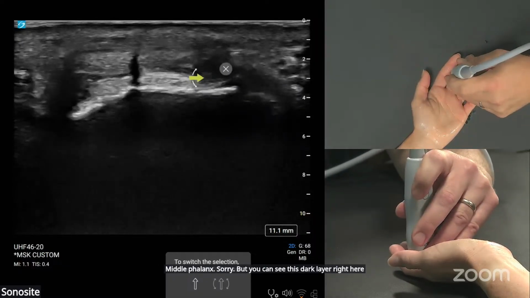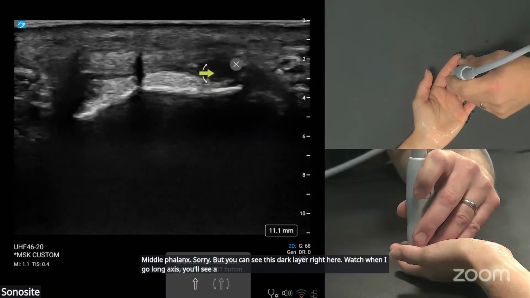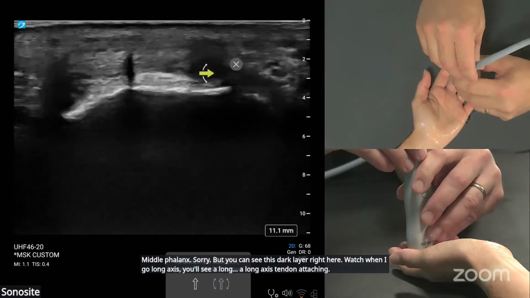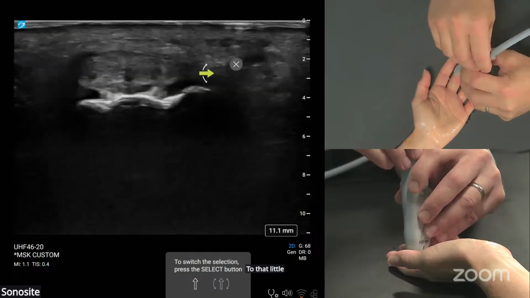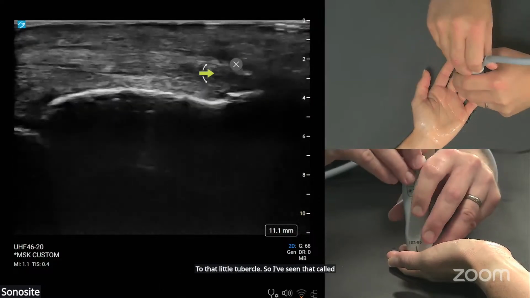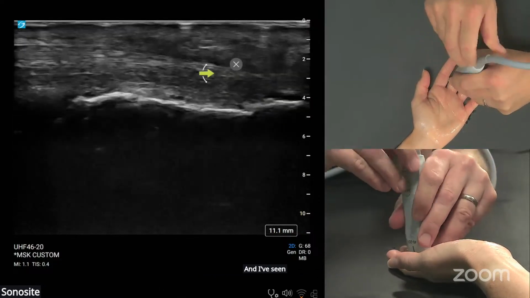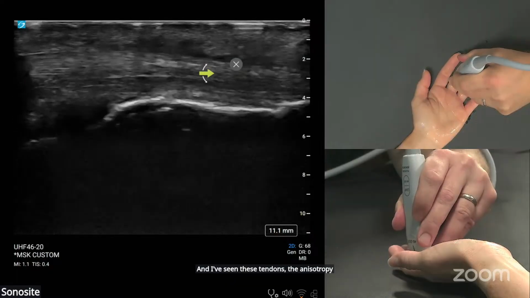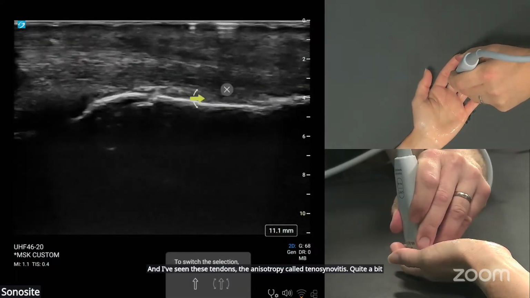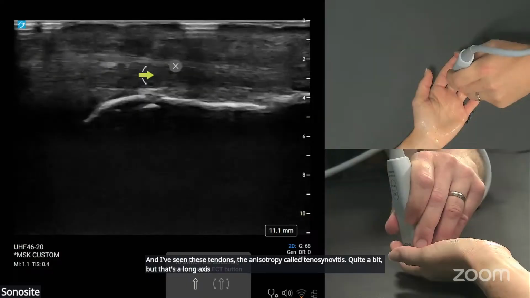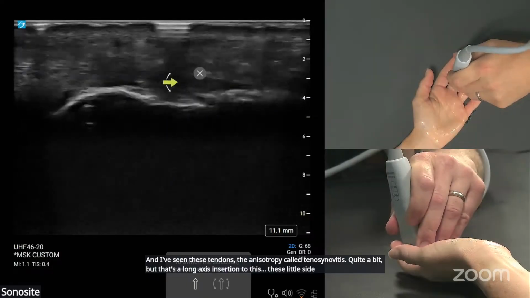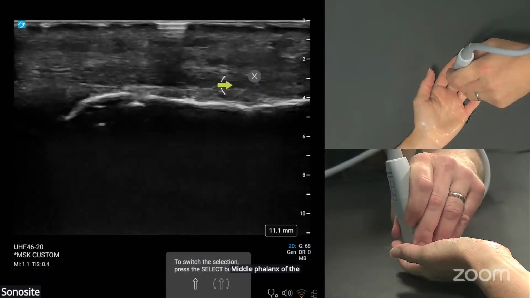Watch when I go long axis, you'll see a long axis tendon attaching to that little tubercle. So I've seen that tubercle called a fracture, and I've seen these tendons, the anisotropy, called tenosynovitis quite a bit. But that's a long axis insertion to these little side tubercles on the middle phalanx of the superficialis right there.